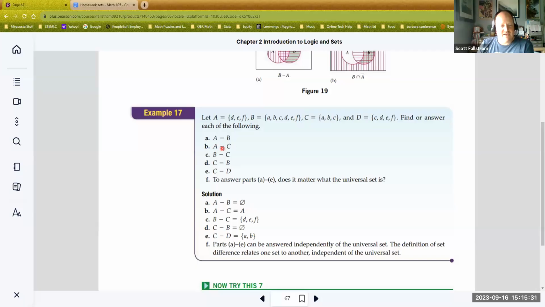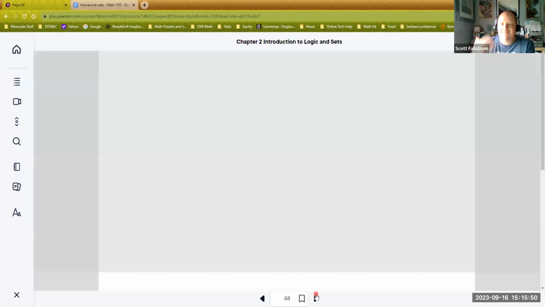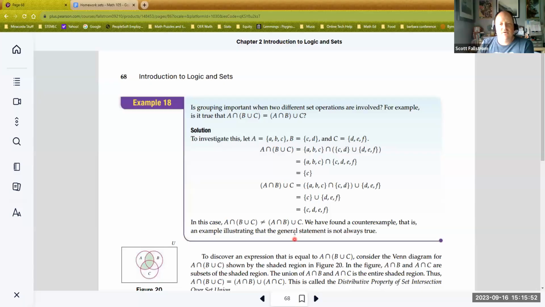If you take set A and you take out everything that's in C, C is A, B, C. A is D, E, F. They don't have anything in common. So basically taking out everything that's in C didn't change anything. So your answer would be A. Didn't change. Keep it the same. So that's the idea of set difference. Okay.